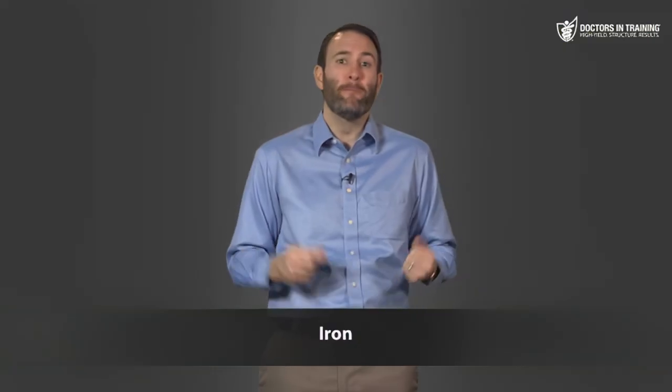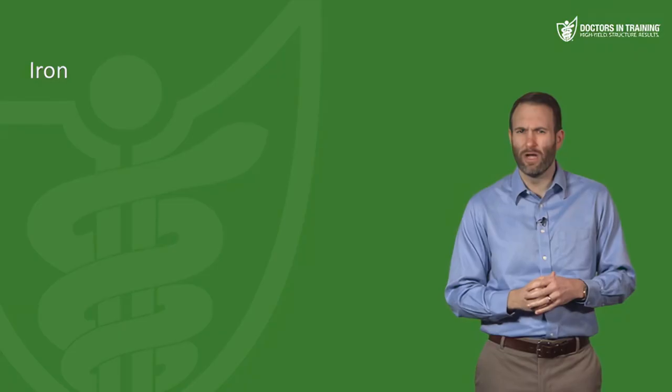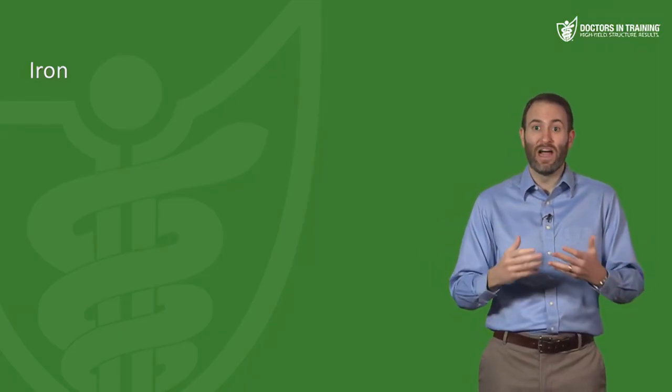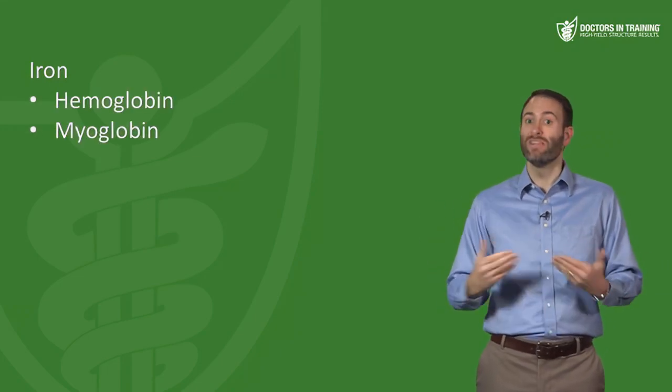So today we're talking about minerals, and the first one we're going to hit today is iron. So where do we find iron in the body? Well, when you think about iron in the body, you typically think about RBCs, and then that iron is going to be found in hemoglobin. You also have iron in myoglobin, so in your muscle cells.